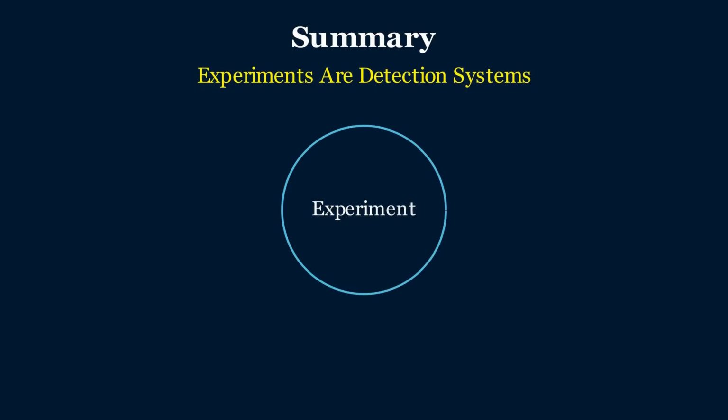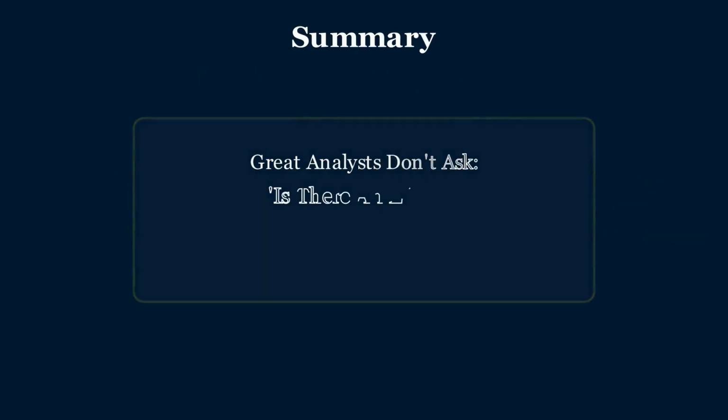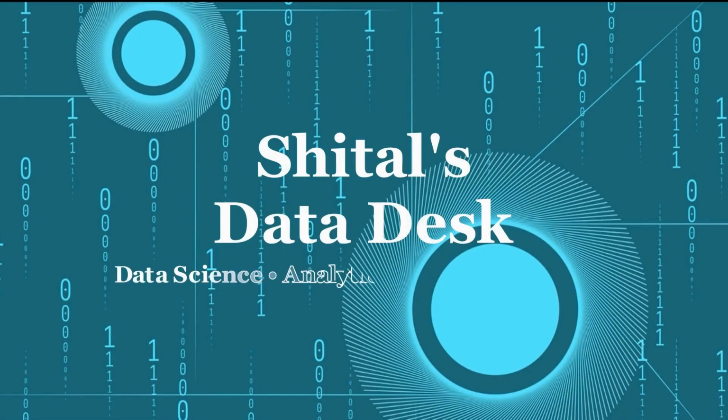And here's the deeper truth behind all of this: experiments are not magical truth machines, they are detection systems, and every detection system has limits. MDE defines how small a signal your system can realistically detect. If the signal is smaller than that, truth may still exist, but your experiment will never see it. And that is why great analysts don't just ask, is there an effect? They first ask, what size effect is realistically detectable?